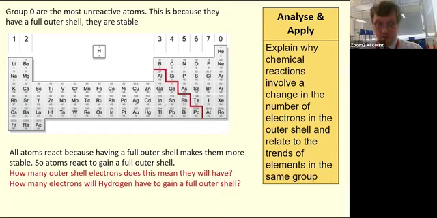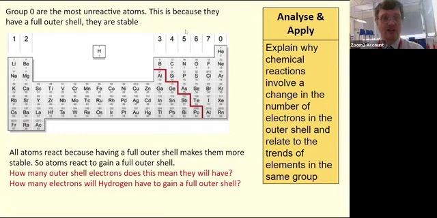But here we have group 3. Group 3 all have 3 electrons in their outside shell. If they form ions, they will all form 3+ ions. They're going to lose 3 electrons. Group 7 over here has got 7 electrons in their outside shell. If they're going to make a full outer shell, they're going to gain electrons. They're going to form a 1- ion.